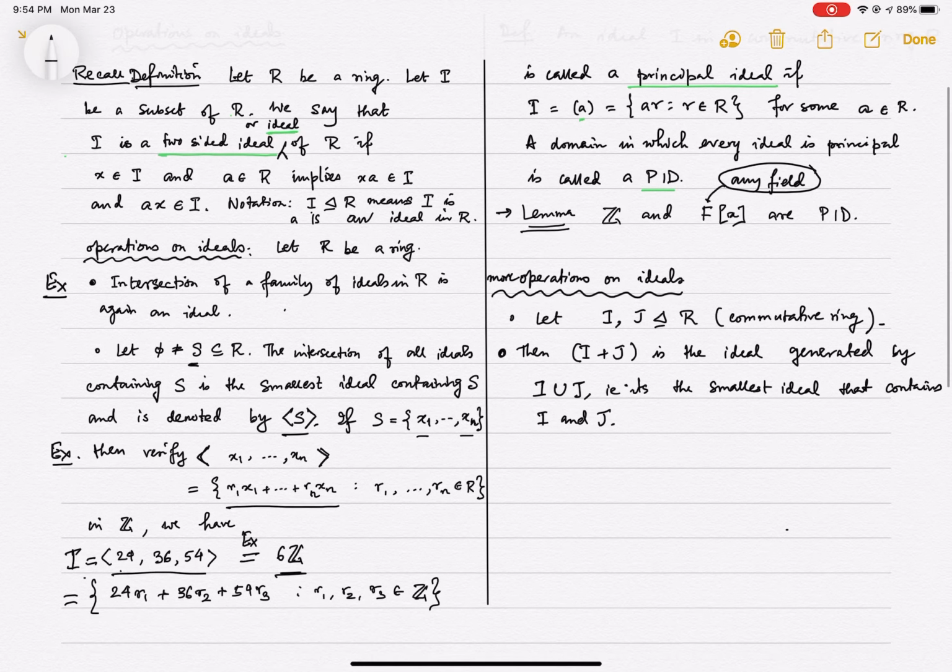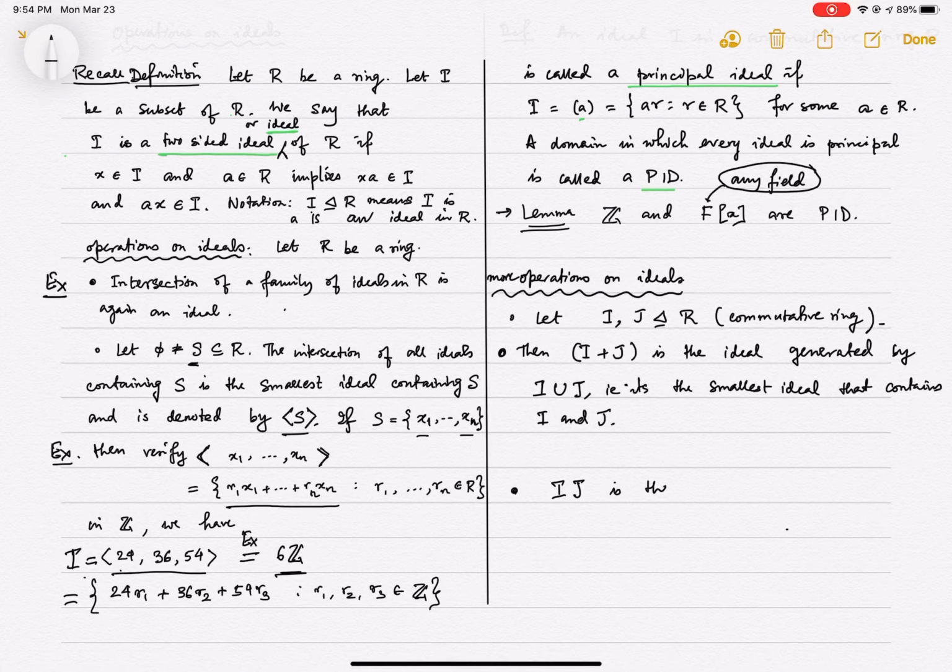And the product of I and J is the ideal generated by all elements of the form x times y, where x comes from I and y comes from J.